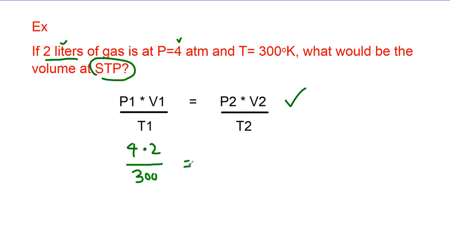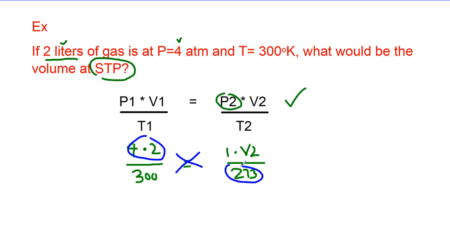Now we want to convert this to what would be the conditions under STP. Well, what is the pressure under STP? It's 1. What is the volume under STP? We don't know that. That's what we're trying to figure out. But what is the temperature under STP? 273. Okay, so let's go ahead and do our little trick here. Let's cross multiply. So these, right? We're going to multiply by these here.